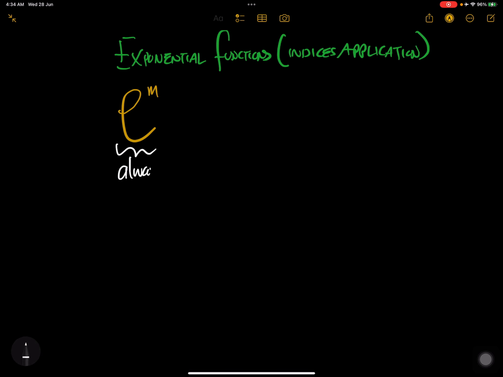Always. The e is always present. That makes it an exponential function, and it's going to have what? A power. It's also going to have a power or an exponent. So we can apply some of the properties.